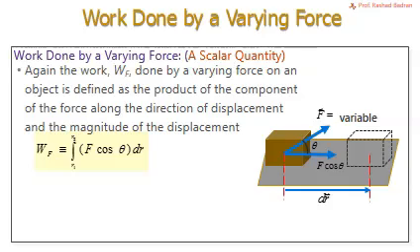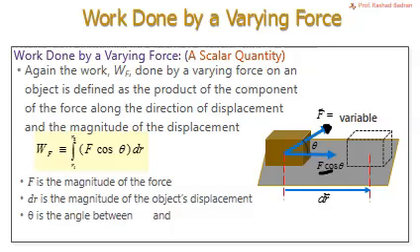As we said before, F dot dr is nothing more than the projection of the force vector on the displacement, that is F cosine theta, where the perpendicular component of the force does zero work. In this case, F in the integrand represents the magnitude of the force, dr is the magnitude of the object's displacement, and theta is the angle between the force vector and the displacement vector.